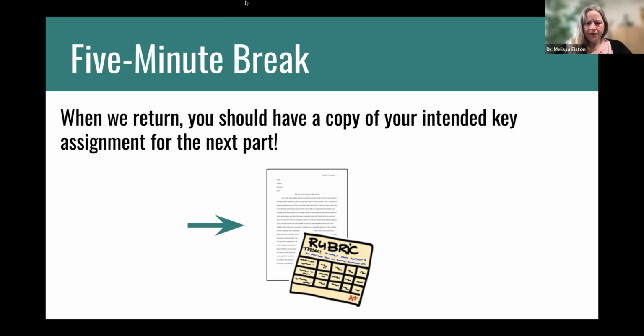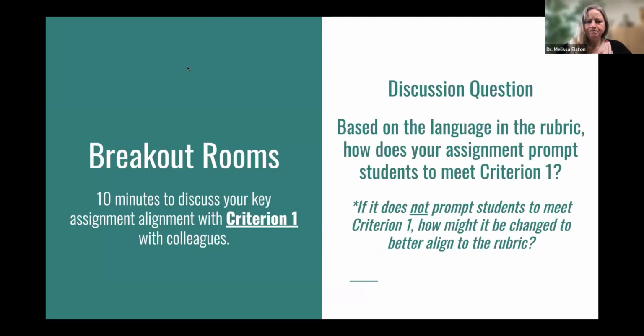We do have a pretty big crowd today, so we'll do this in breakout rooms. But I'd like to keep it constructive. So the discussion question is, based on the language in the rubric, how does your assignment prompt students to meet criterion 1? If your assignment doesn't yet prompt students to meet that criterion, just take a moment and workshop how you might tweak that. A lot of times people get real anxious and feel like, oh my God, I've got to rip up my assignment and do something totally different.